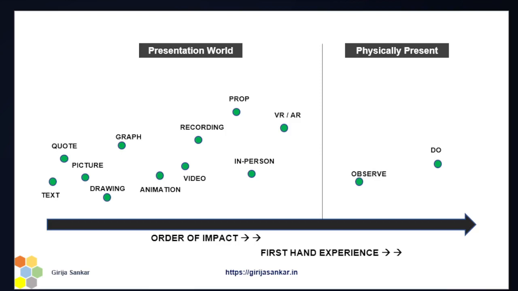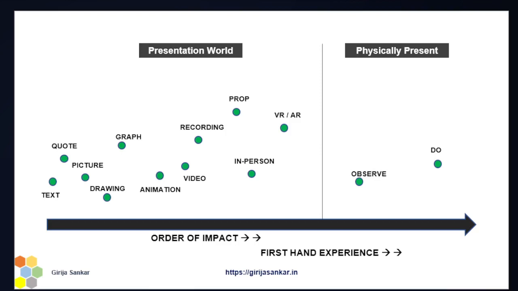And there are a couple of other aspects. If you are leveraging a prop, in the form of a working prototype or a model, that is even more meaningful. And nowadays, who doesn't know VR and AR? With the change in technology and technologies coming into play, if you can showcase with the help of VR and AR, that again helps you generate the traction and the momentum you are looking for within your audience. So these are all the different aspects you have in the presentation world. As you go from left to the right, the impact increases.